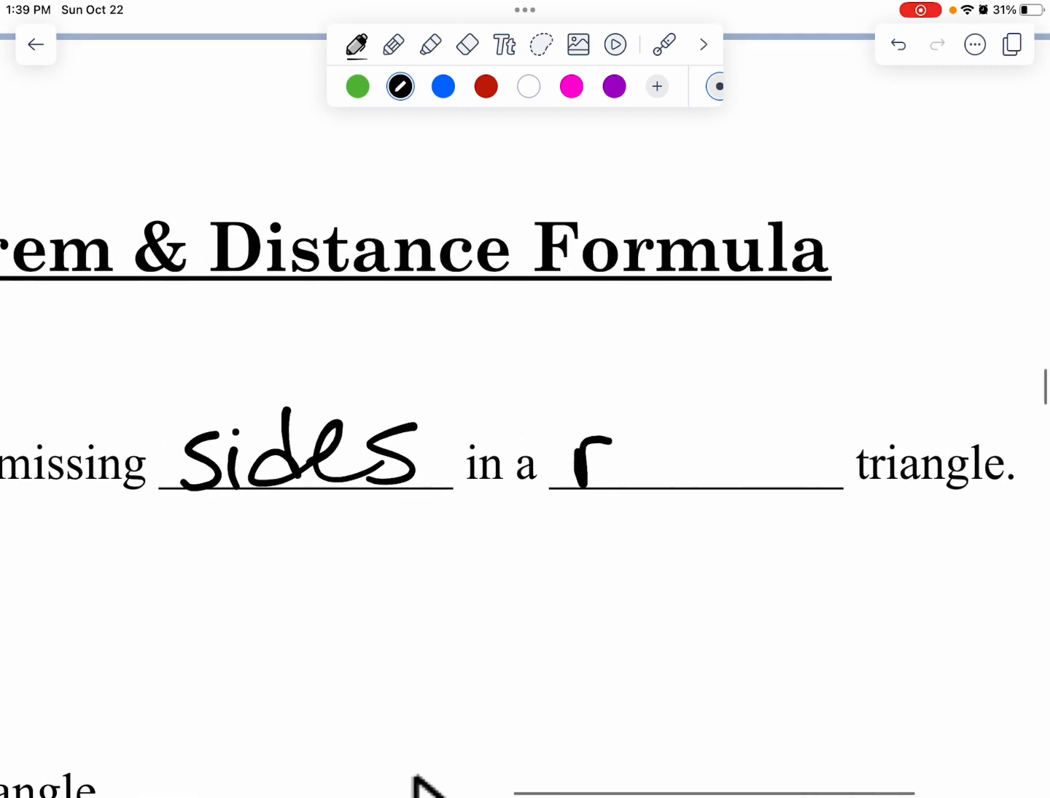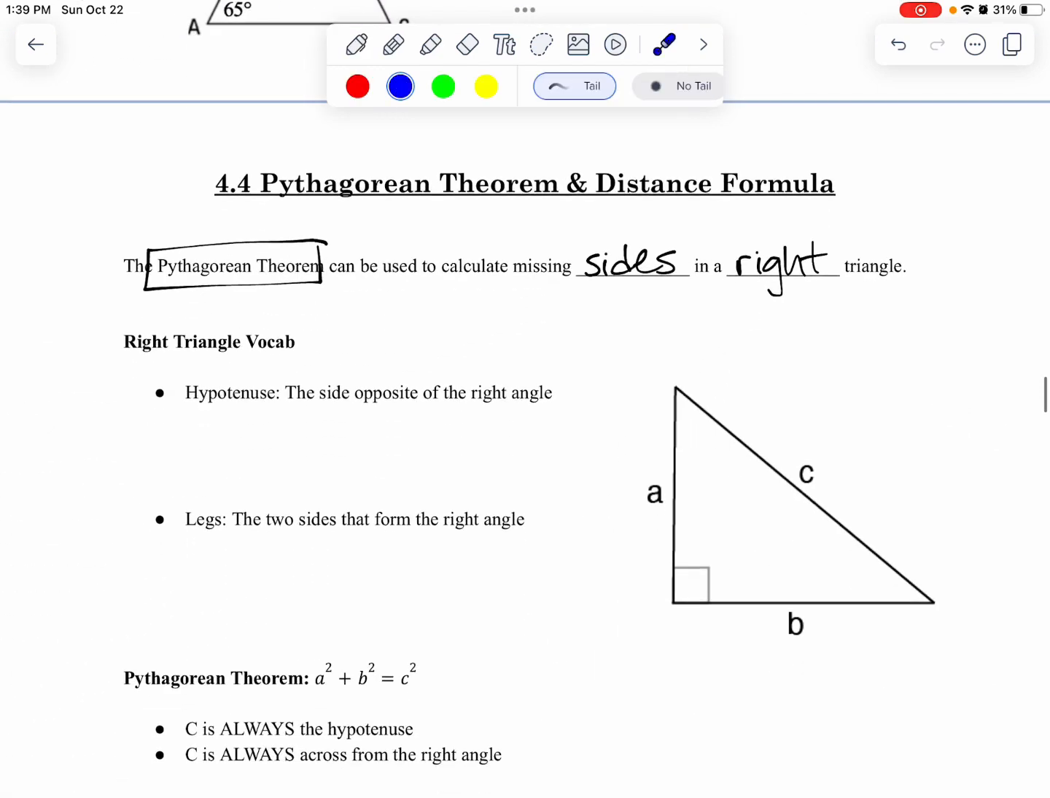in a right triangle. So first of all, you know what I mean by a side, right? I'm not talking angles. A side is one of the sides of a triangle. Okay, here's another one. I'm not talking angles, I'm talking sides here for Pythagorean theorem. Don't get those two things confused. There's a little bit of vocab that I need you to be comfortable with.